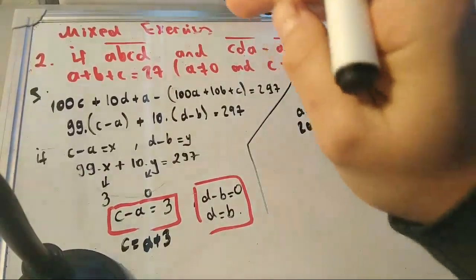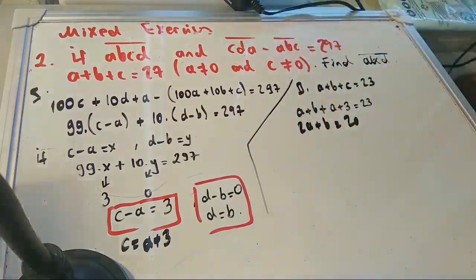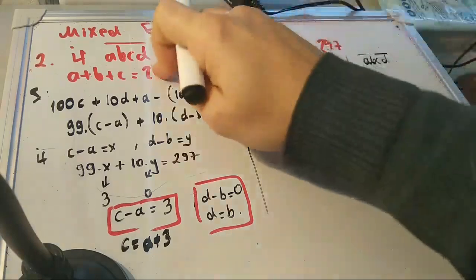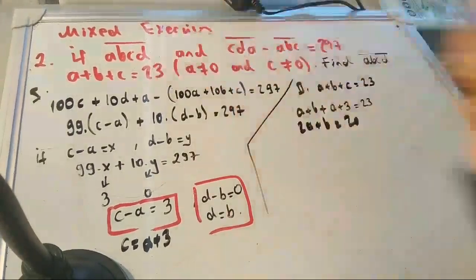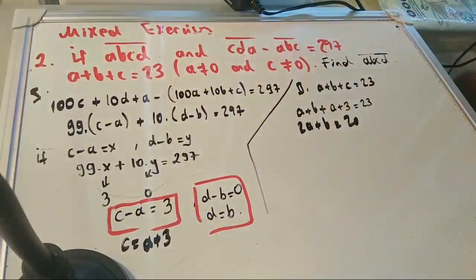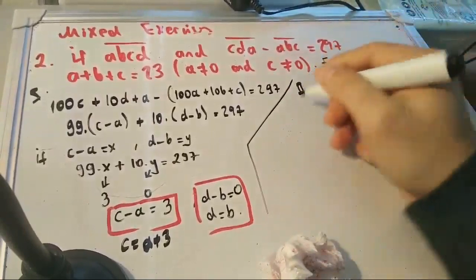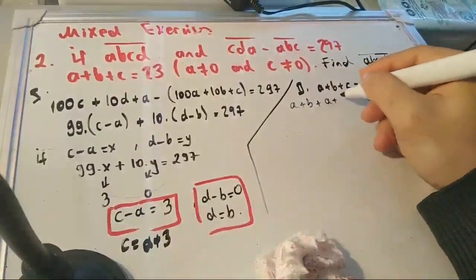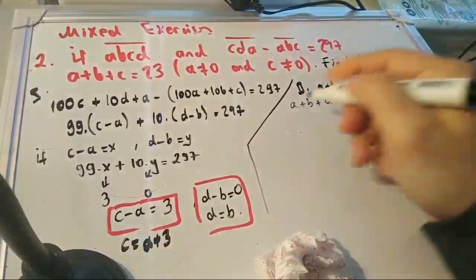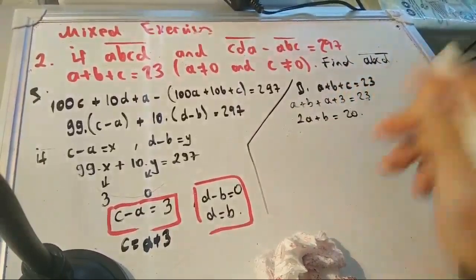I'm sorry, it's 23 says. Let me check it. Sorry, it's my mistake. It must be 23. Fix it. A plus B plus A plus 3 is equal to 23. So we will get 2A plus B is equal to 20. Yes.